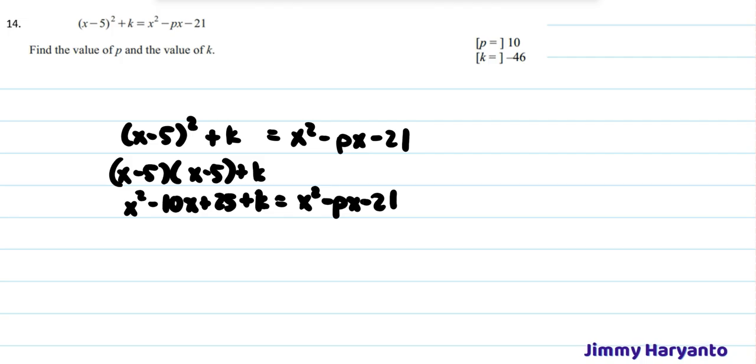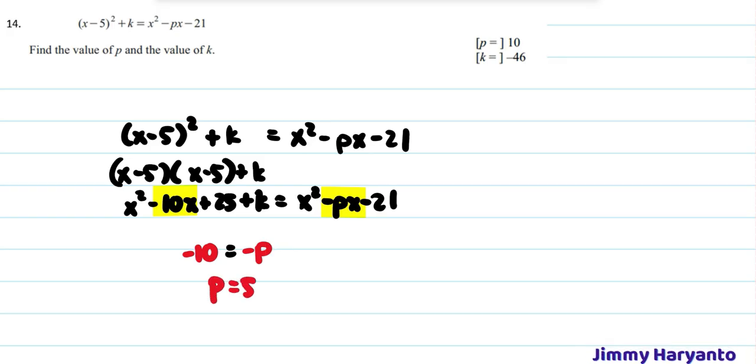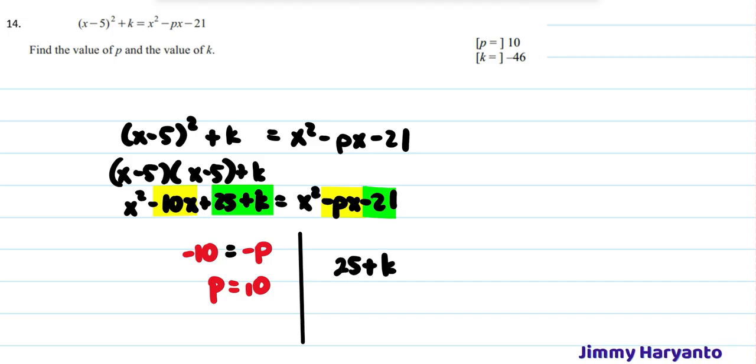Next is to find the p. To find the p, you only have to compare the coefficient of the x. We have negative 10 on the left hand side. It has to equal the negative px on the right hand side. Yeah, negative p only. So p equals 5. Wait, should be, oh yeah, p equals 10. My bad. P equals 10, and then you compare this 25 plus k with negative 21. So we have 25 plus k on the left hand side equals negative 21 on the right hand side. So k equals negative 46.